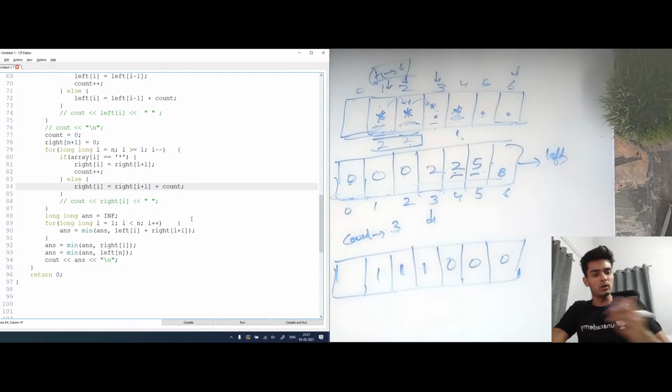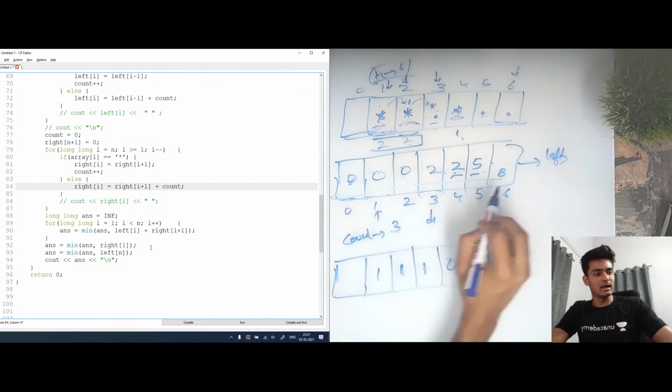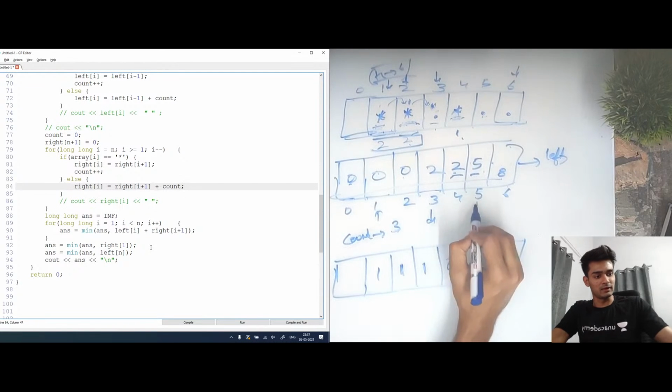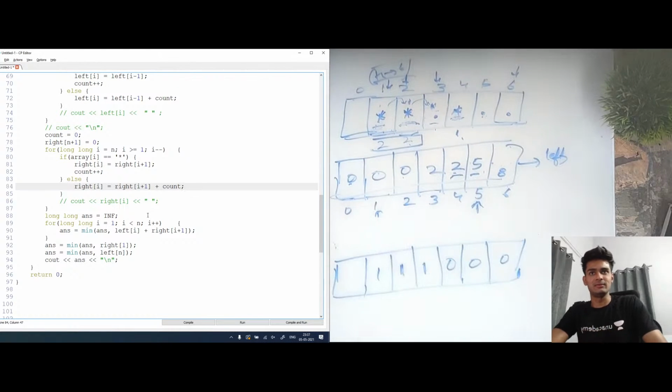Now what I do is I actually start from i equals 1, till i less than n. So basically I move till 5 only. And what I do is I find the minimum value of left[i] plus right[i+1].